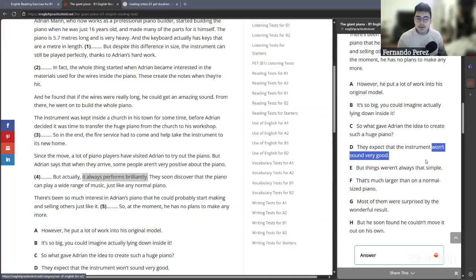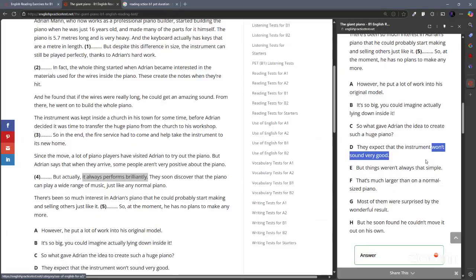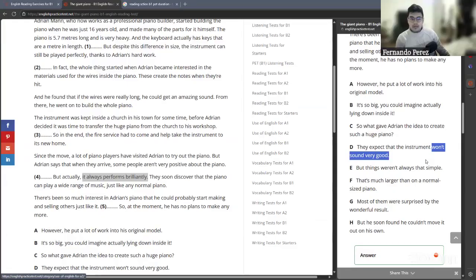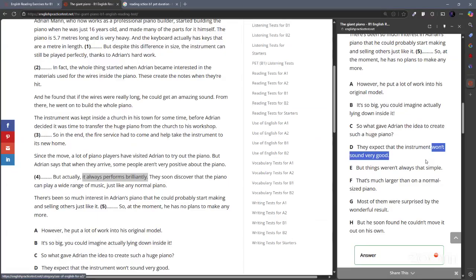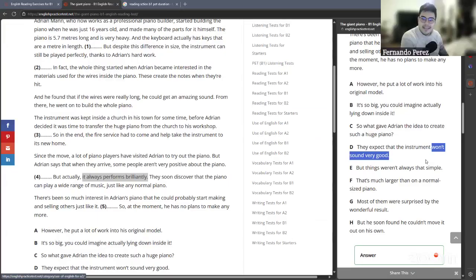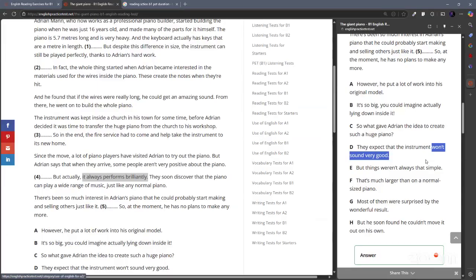In the case of Rox, do you know the meaning of perform? Yes. What's the meaning in your mind? Tocar. That's right, exactly. Which is similar to sound. This was the contrast.